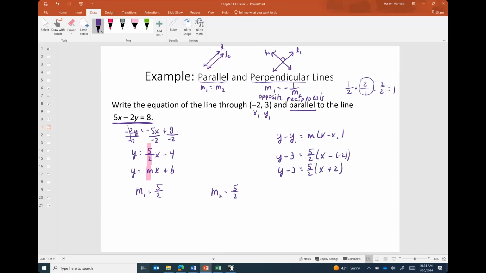And then if we want to solve for y, we just go ahead and distribute that 5/2. So y minus 3 equals 5/2 x plus 2 times 5/2, which is 10/2. All right, then we'll add the 3 to both sides. So y equals 5/2 x, 10/2, of course, is 5, and then 5 plus 3 is 8. And there's the equation of our parallel line.